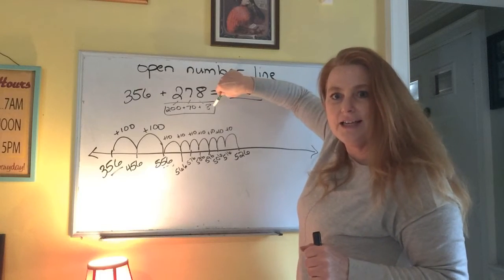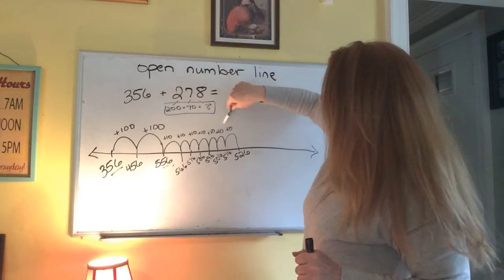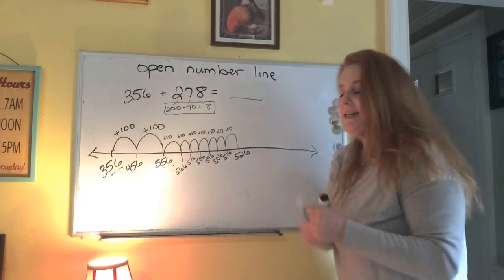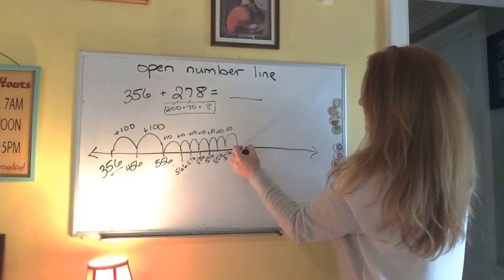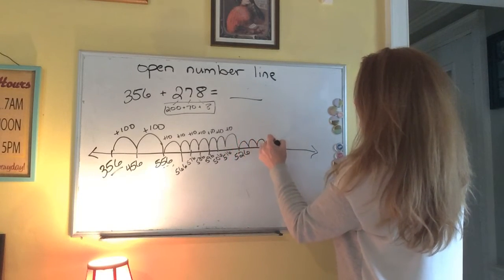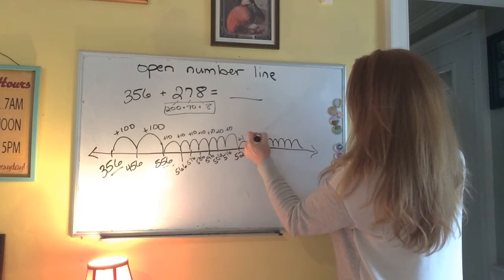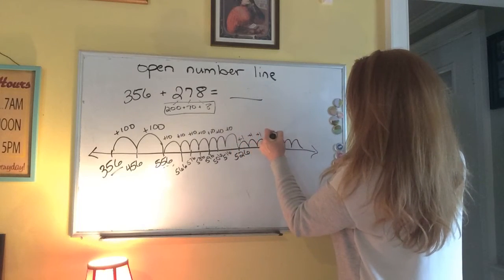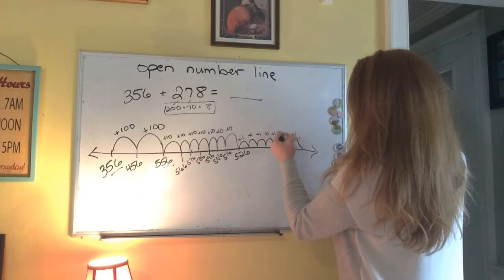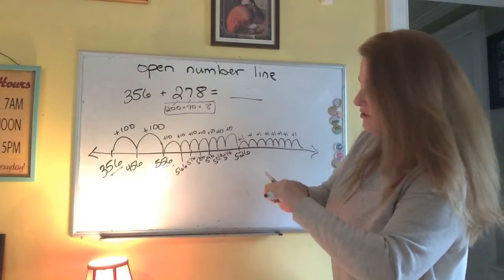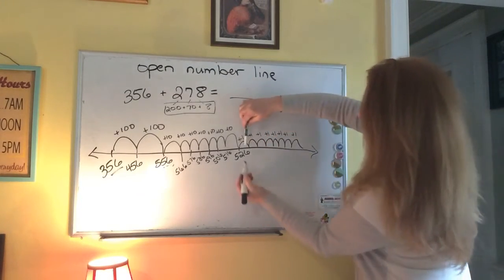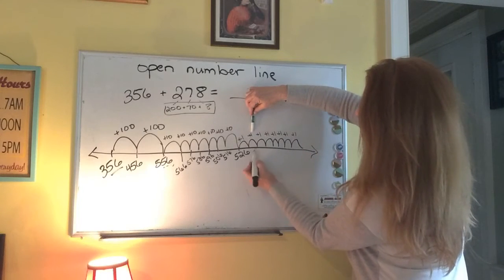Good thing I checked. Guess what I forgot to add? All those jumps, and I still have to add 8 ones. Let's check. 1, 2, 3, 4, 5, 6, 7, 8. Plus 1, plus 1, plus 1, plus 1, plus 1, plus 1, plus 1. See how easy it is to lose track? All right, we're just changing the ones.